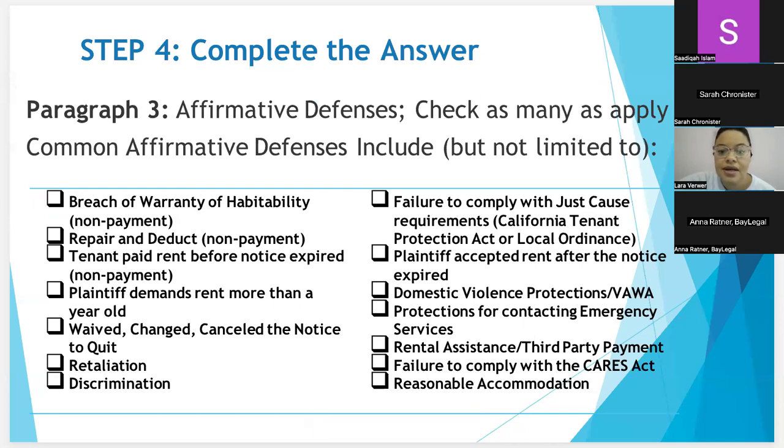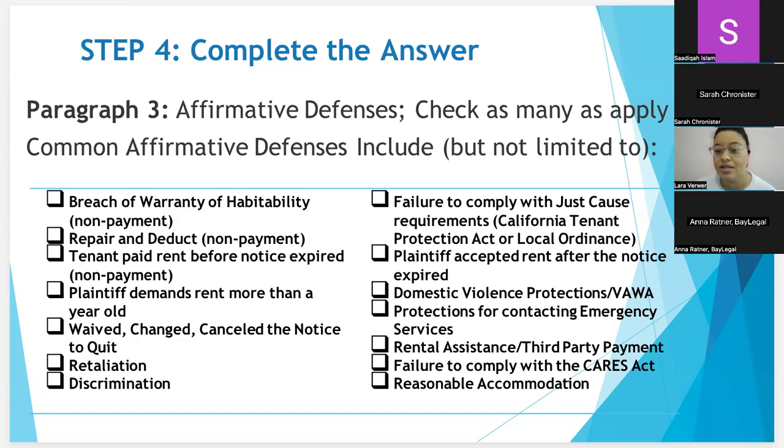So again, we're still in step 4, completing the answer, but now we're moving on to paragraph 3. So this is the affirmative defenses and objections. It is best for a tenant to check off as many affirmative defenses and objections as possible. This is kind of the meat of the answer, telling the court why, even if a landlord was able to prove the elements of the cause of action for unlawful detainer.